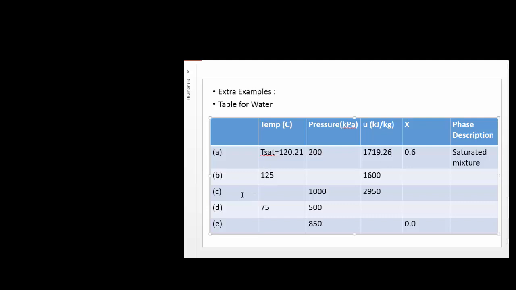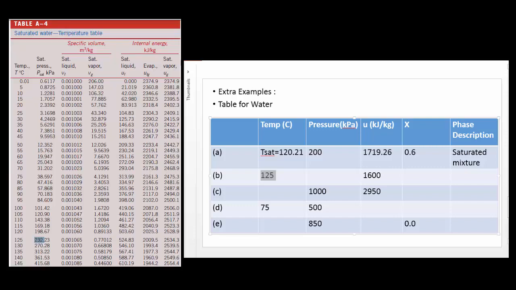So second problem, the temperature and the internal energy are given. So what should you do? Since two properties are given and temperature is a priority, please go to table A4. Please define your state again. At 125 degrees Celsius, you look at the internal energy. Is it between, more than, or less than the boundary? We can see it's in between, meaning this is also a saturated mixture.